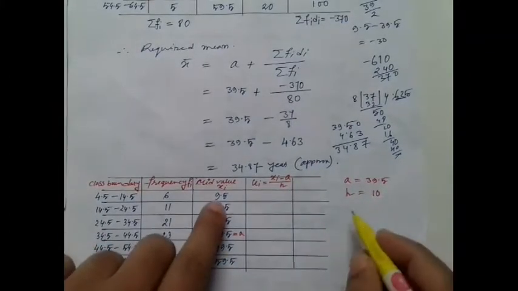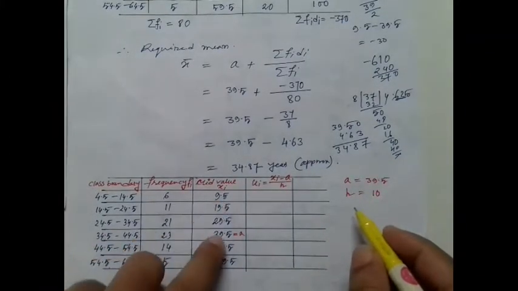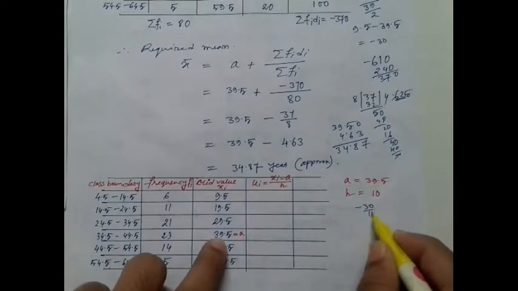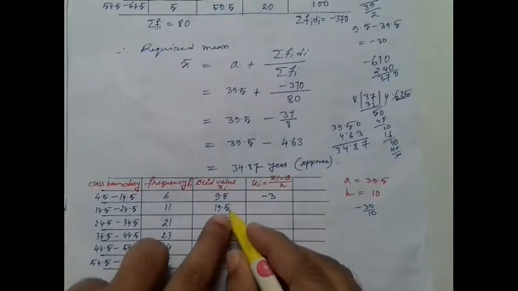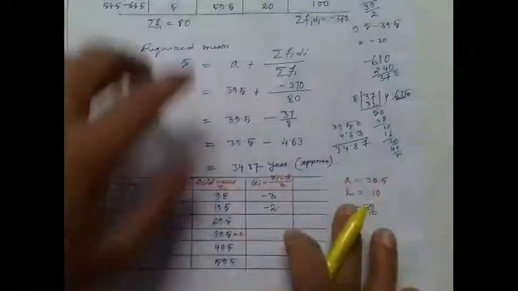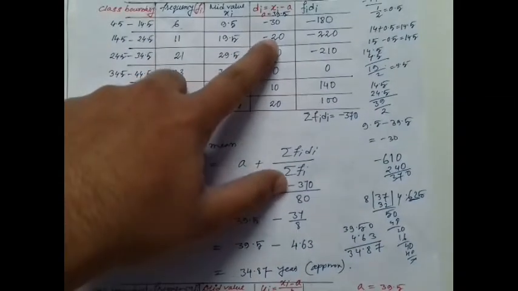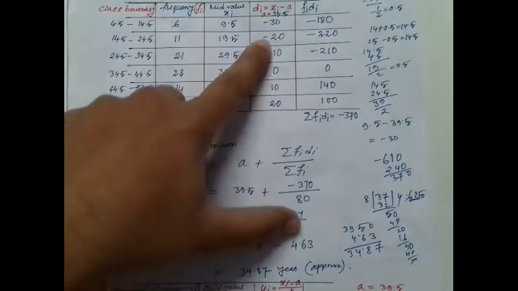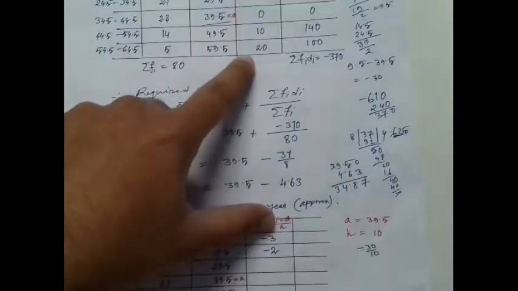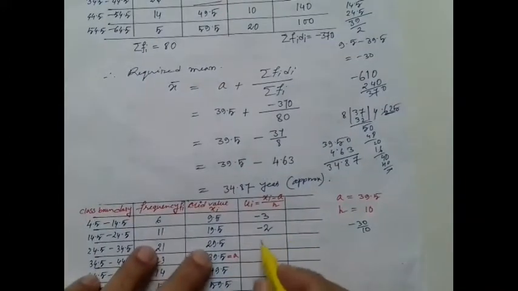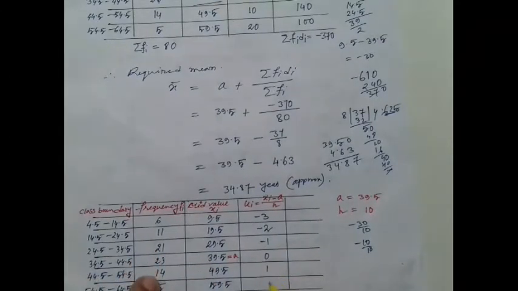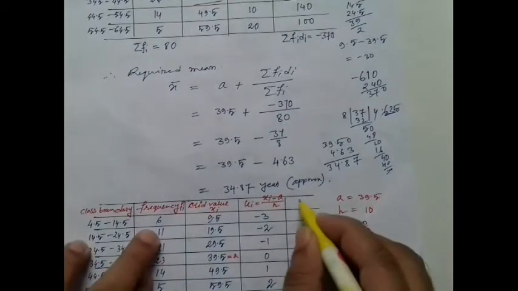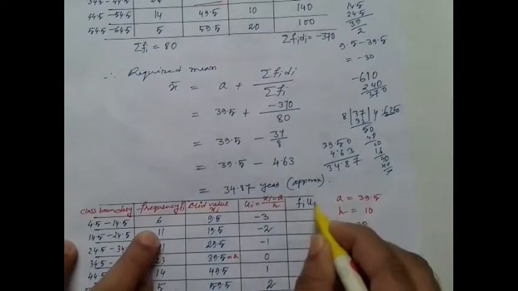Now I have to calculate. So 9.5 minus 39.5 is minus 30, by 10 we get minus 3. Then 19.5 minus 39.5, we got minus 20. Now minus 20 by 10 means minus 2. Next we get 29.5 minus 39.5 means minus 10 by 10 means minus 1. Here we'll get 0, here we'll get 1, and here we'll get 2. Now we should take the last column, fi ui.